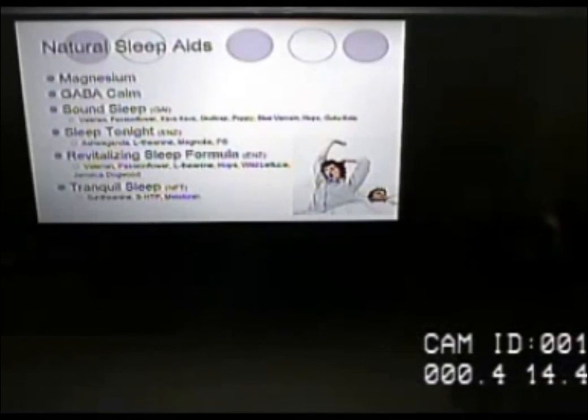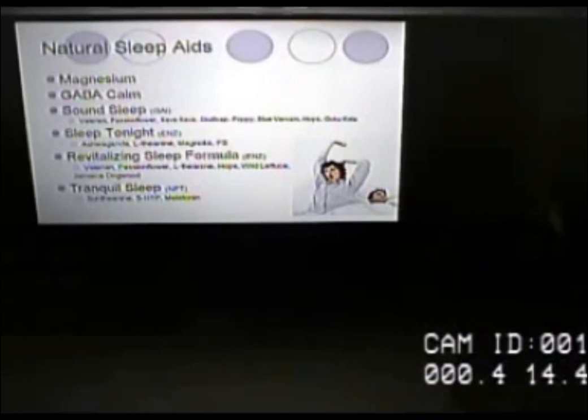And then there's a variety of other formulas out there, and we gear it towards whatever is going on. If it's stress-related, we would go towards a formula that was stress. If it was hormonally related, then we'd go over here towards hormones and not towards a sleep formula.